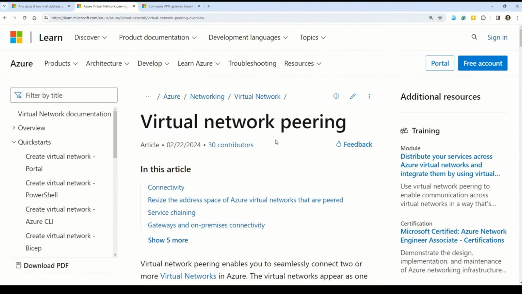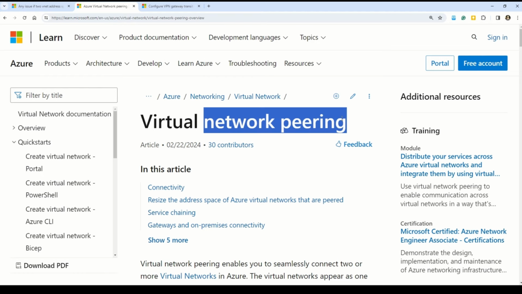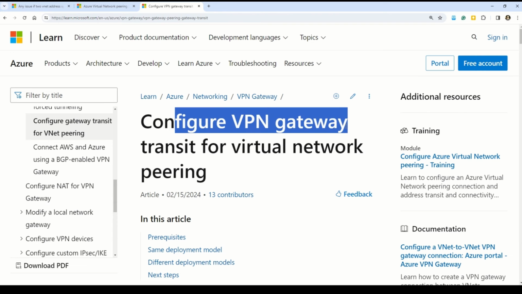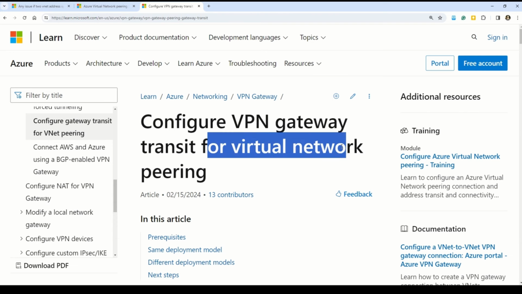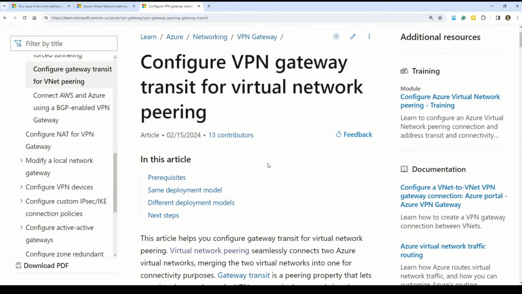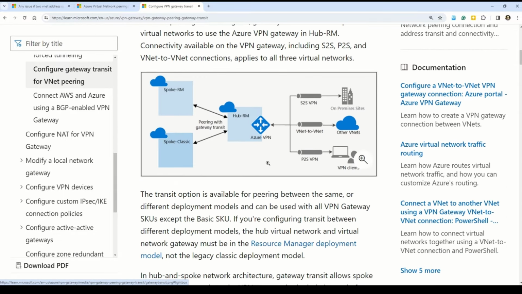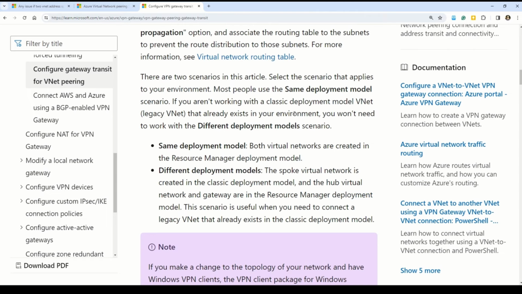And of course, you can use the same documentation to understand the virtual network peering that I used in the previous question as well. And also, in addition to this, you can also read this documentation here that tells you how to configure VPN gateway transit for virtual network peering. So all the details about the VPN gateway transit and the virtual network peering is given here. You can also understand this graphic or this diagram here. And as always, I will leave all the links of the documentation in the description box.